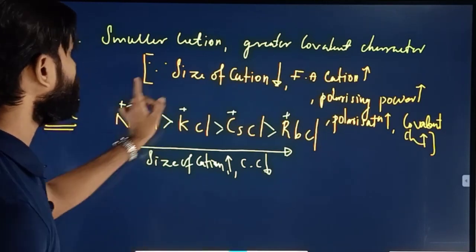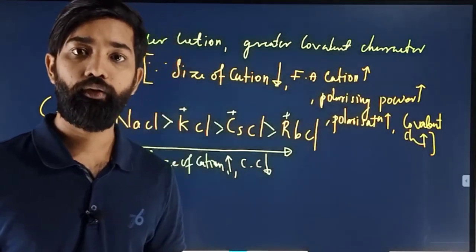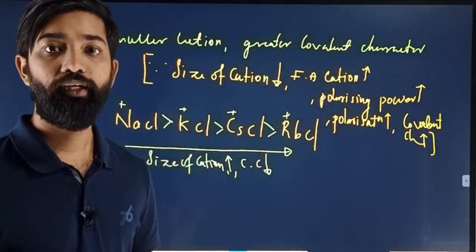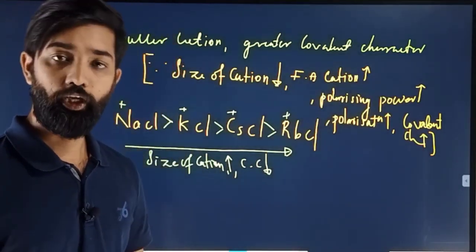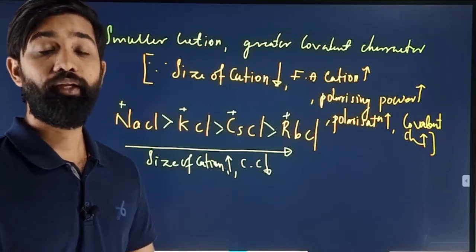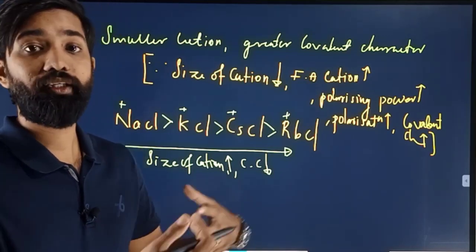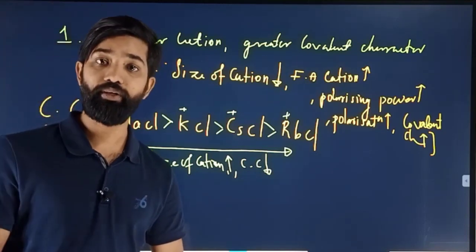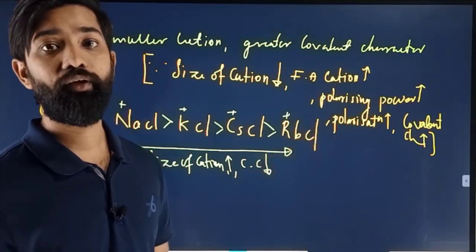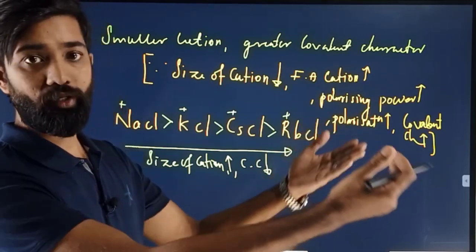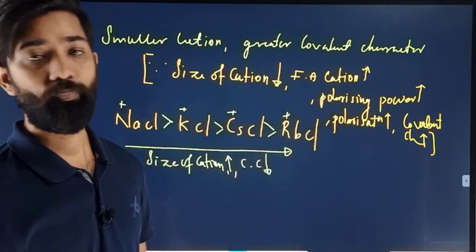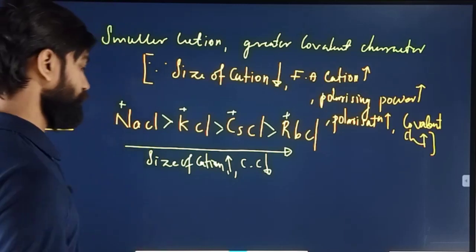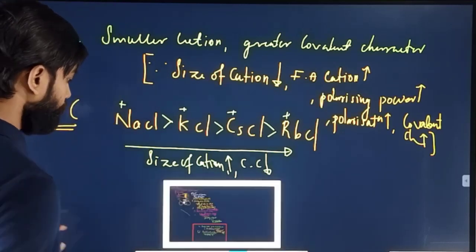This is the first statement, and this is the necessary explanation. If the cation is smaller, then its force of attraction will be higher. Then it has a greater tendency to attract electrons from the anion, which means higher polarizing power. Polarizing power is higher, then there is greater polarization, right? Electron density is distorted from anion to cation, so the covalent character increases.